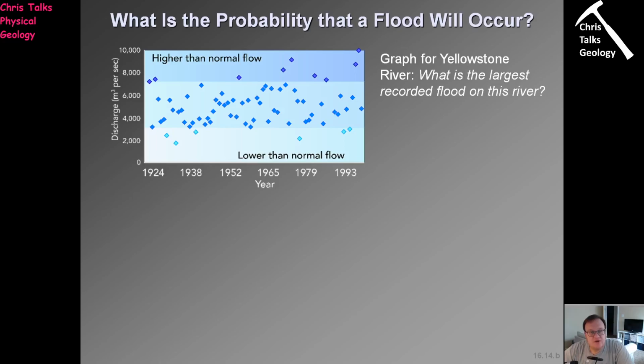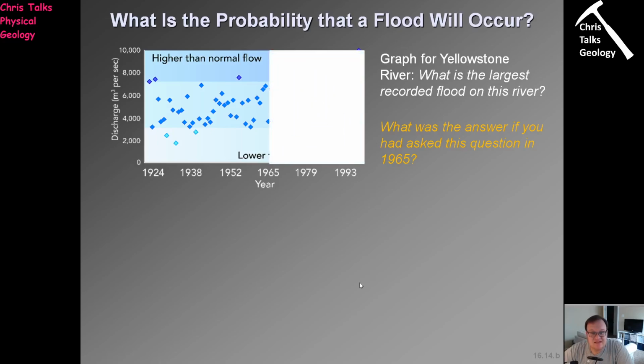So if we just come here a second, we're going to have a look at this graph. This is a graph for the Yellowstone River. If we have a look at the largest flood, what's the largest flood recorded for this river? It's going to be up here. We can see about 10,000 cubic meters per second. However, what would the answer be if you were looking at the data just up until 1965, so none of that later data actually existed? Well, it would be one of these two events, just about 7,200 cubic meters per second.